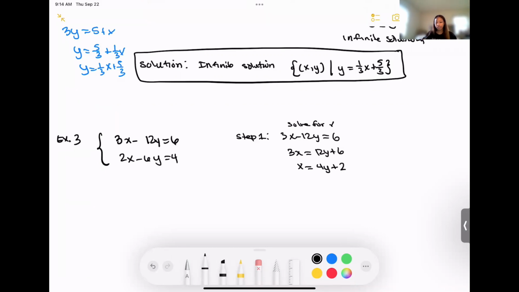And then I want you guys to try from here. Using x equals 4y plus 2, substitute that into the second equation, and then see if you can find your value for y and use that value of y to find your value of x. I'm going to give you a couple minutes to do this.